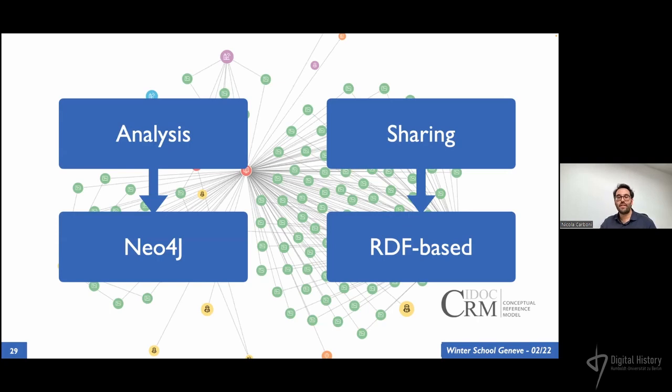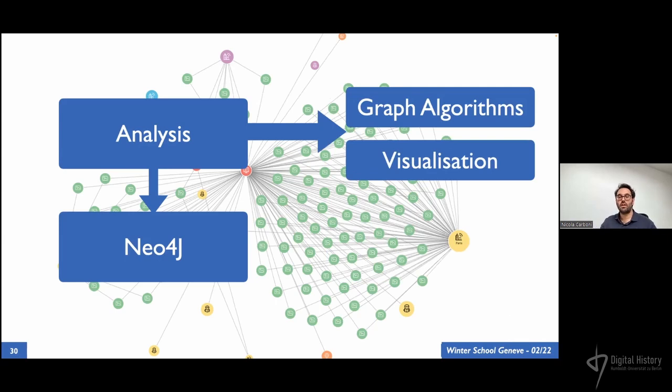So we do have these two parallel perspectives. On one side, we share the data in RDF. On the other, we load them on a graph database, which is Neo4j. Why Neo4j? Because it gives us the possibility to use certain graph algorithms, and there are a lot of visualization possibilities. By graph algorithms, I mean algorithms that we can run on what we store in the graph. And there is a huge library of graph data science already integrated in Neo4j.